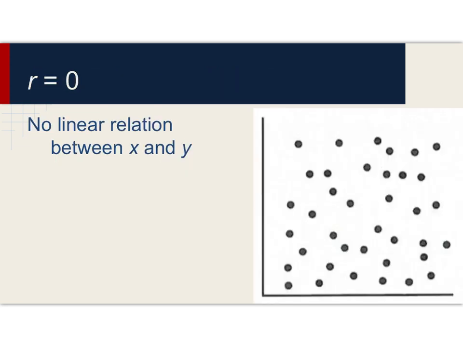So you can imagine, try to find a way to draw a line that comes anywhere close to hitting, or getting close to, as many of these points as possible. You can't do it. There is no discernible relationship here between x and y. Certainly not a linear one.